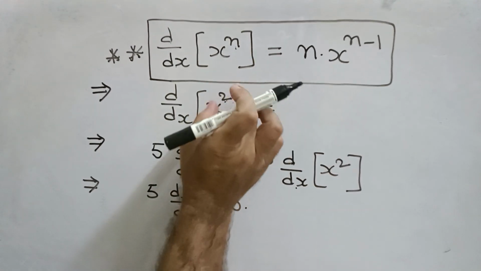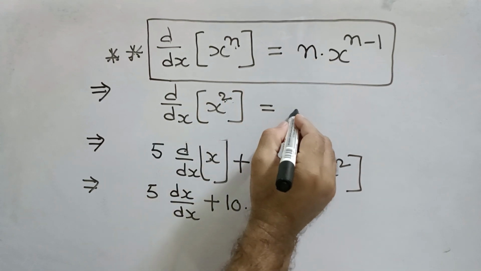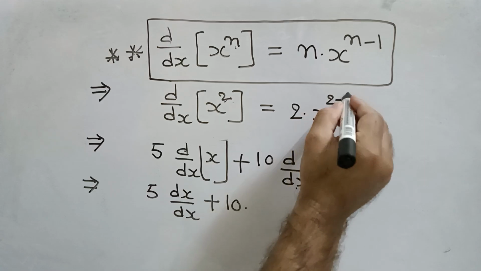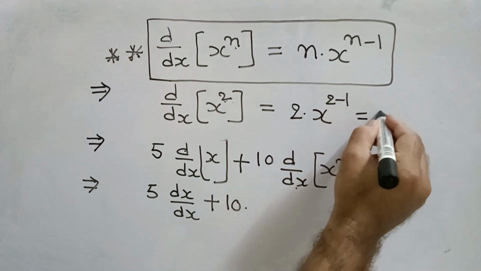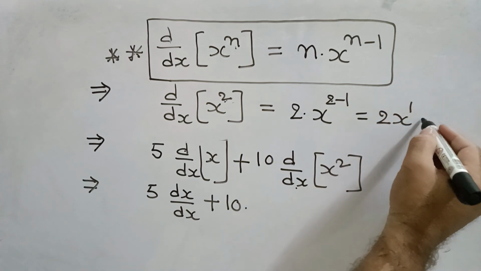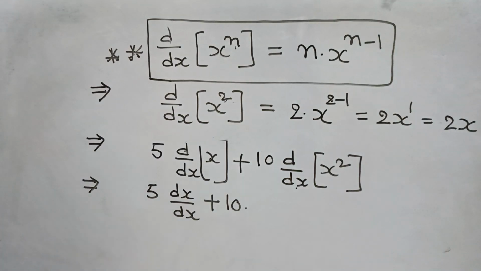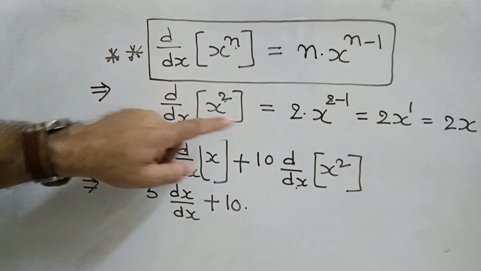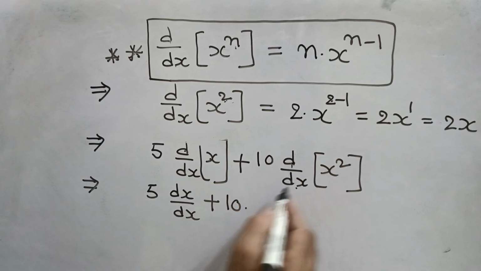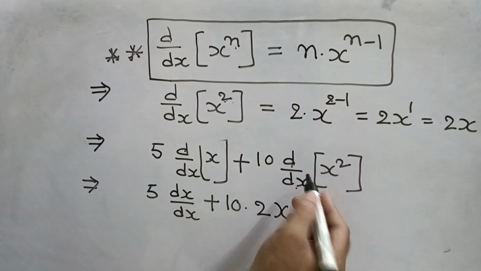Therefore, if you substitute this 2 in this formula, 2 into x power, what is n, 2 minus 1. Therefore, how much? It is 2 into x power 2 minus 1, it is 1. This is equal to 2 into x power 1, which is x only. Therefore, d by dx of x square, how much? It is 2x. Directly I can write 2 into x.